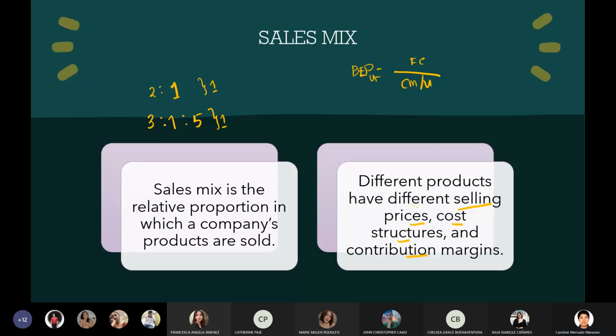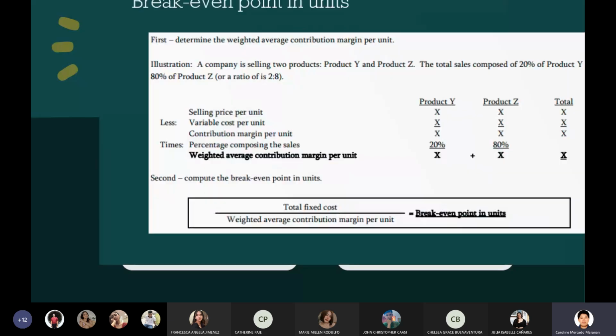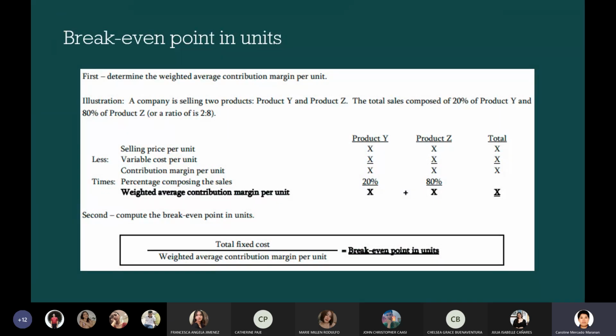Tama? So, since fixed cost over CM per unit ang ating break-even point, hindi lang po natin pwedeng gamitin yun basta-basta pagdating sa multi-product. Kasi magkakaiba yung CM per unit ng bawat product na yan. Iba kasi yung cost structure. So, paano ma'am ang gagawin natin? So, this is what you need to do.